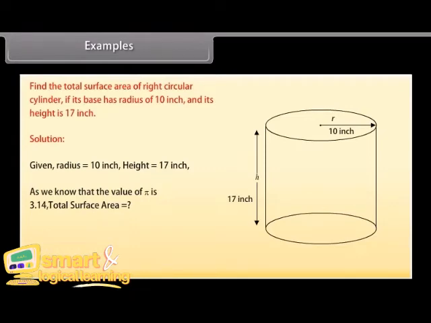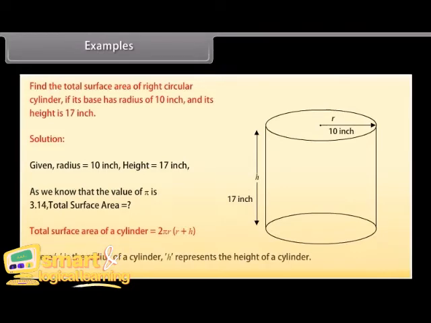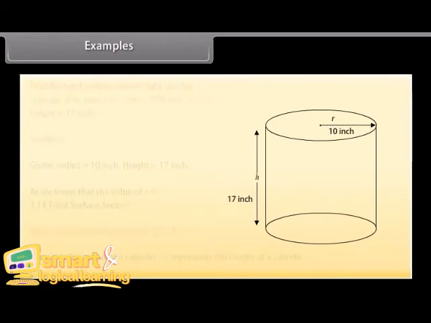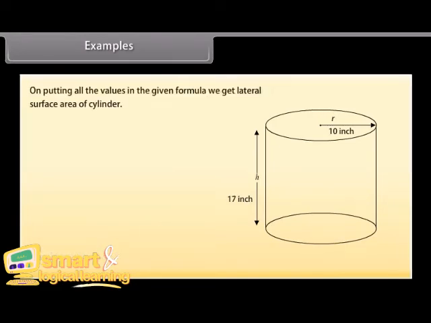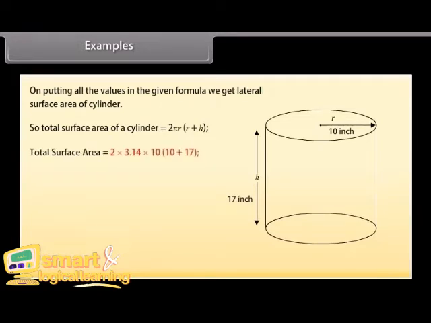We know that the formula for finding the total surface area of a cylinder is given by total surface area of a cylinder is equal to 2 pi r into r plus h. Here r is the radius of a cylinder and h represents the height of a cylinder. On putting all the values in the given formula, we get total surface area of a cylinder is equal to 2 pi r into r plus h. Total surface area equals 2 into 3.14 into 10 into 10 plus 17.